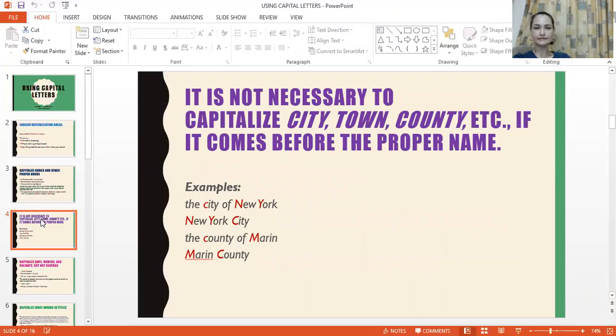All right, the next one. It is not necessary to capitalize city, town, county, etc. if it comes before the proper name. See, kind of a disclaimer. Look, the city of New York. If the word city comes before the name of the city, you do not have to capitalize it. While if you have New York City, when the city appears after the name New York, you should capitalize the whole thing. Please pay attention to this rule.